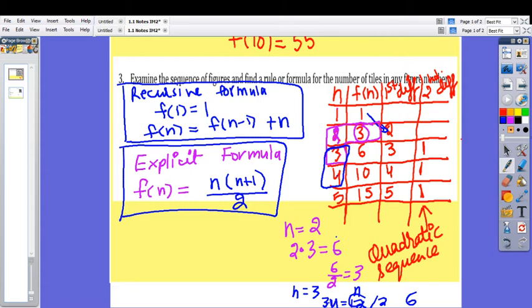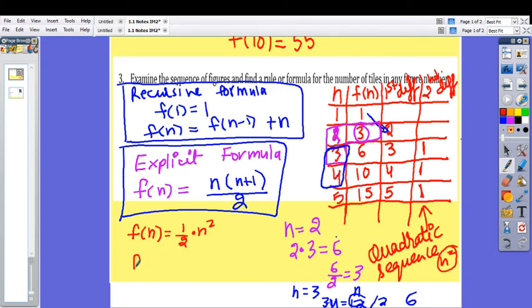Now how do I figure it out? This is what I do. Whenever it is a quadratic sequence, you will always get an n squared term in it. So this is how I figured it out. I've got my f of n equals n squared. Now the coefficient of n squared is always half of your second difference. In our case, our second difference is 1. So I divide it by 2 each time. You just divide it by 2.